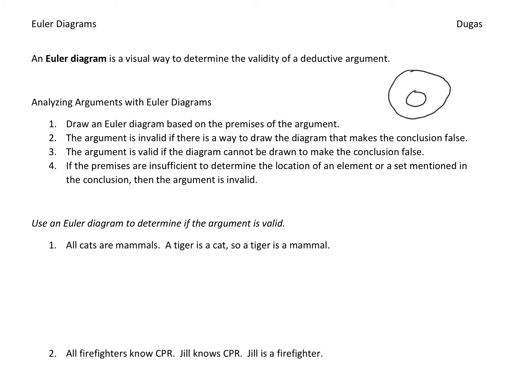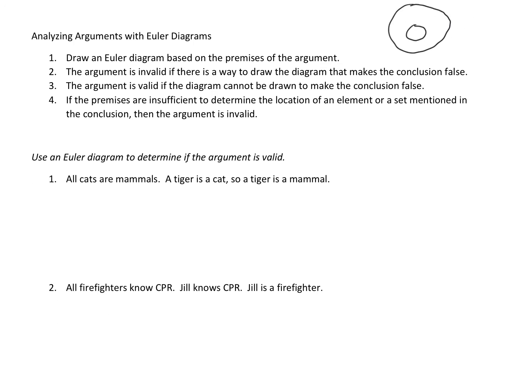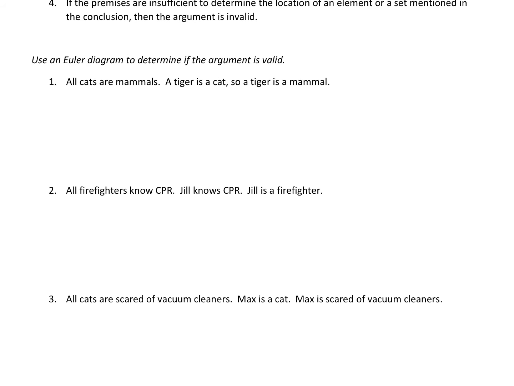The argument is invalid if there is a way to draw the diagram that makes the conclusion false. The argument is valid if the diagram cannot be drawn to make the conclusion false. In other words, there's only one way to draw the diagram based on the information given. If the premises are insufficient to determine the location of an element or a set mentioned in the conclusion, then the argument is invalid. So let's look at some examples and see what they're talking about.